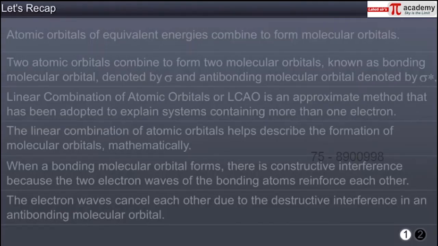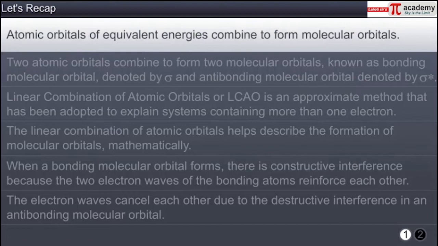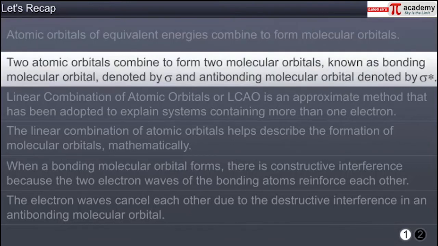You have now reached the end of this module. In this module, you learned that atomic orbitals of equivalent energies combine to form molecular orbitals. Two atomic orbitals combine to form two molecular orbitals, known as bonding molecular orbital, denoted by sigma, and antibonding molecular orbital, denoted by sigma asterisk.